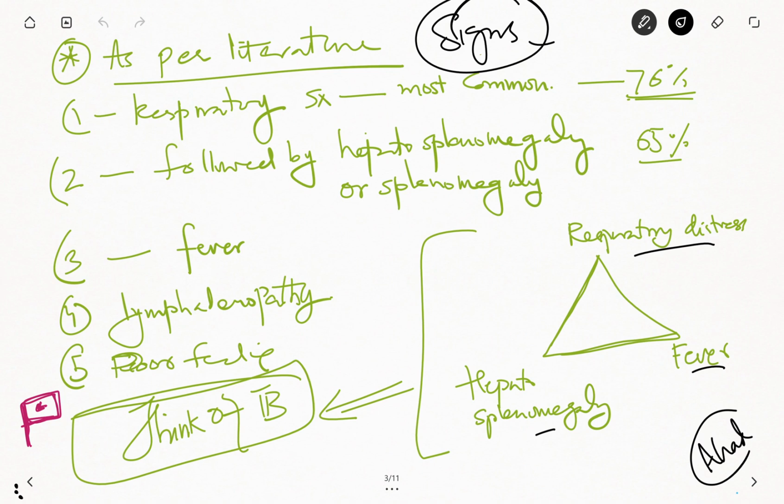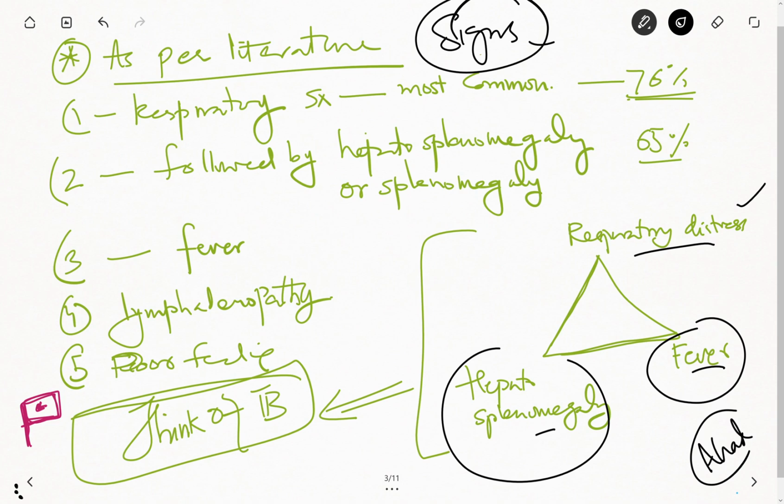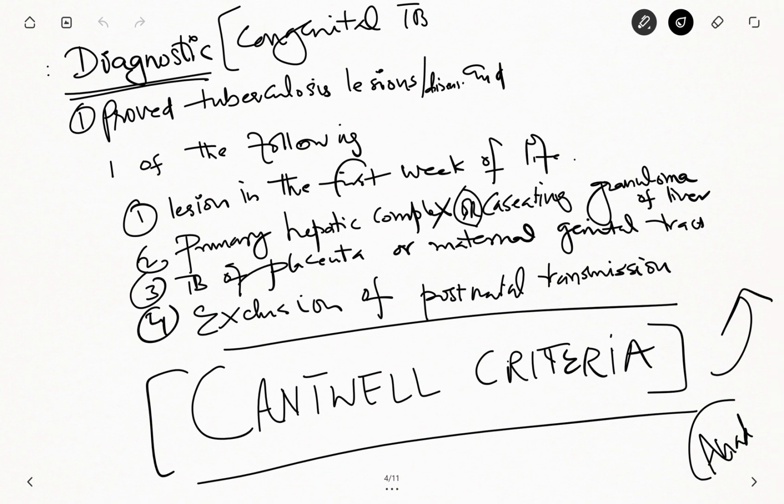When I was looking for the signs, as per literature, respiratory symptoms are the most common, followed by hepatosplenomegaly in 65% of the patients. Lymphadenopathy and poor feeding were noted in the same sequence with decreasing incidence. So whenever you get a newborn with respiratory distress, hepatosplenomegaly and fever, this should prompt you to think about tuberculosis, congenital tuberculosis.